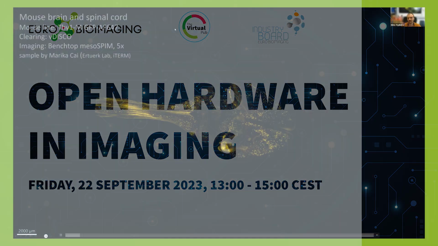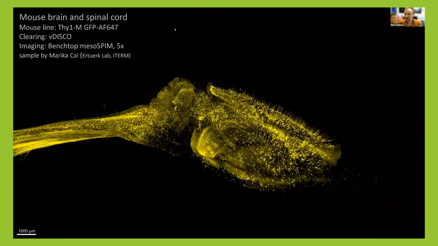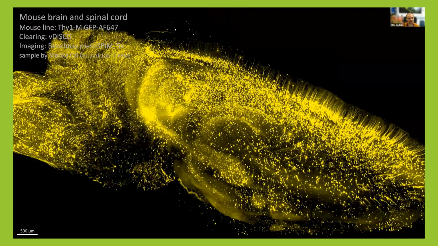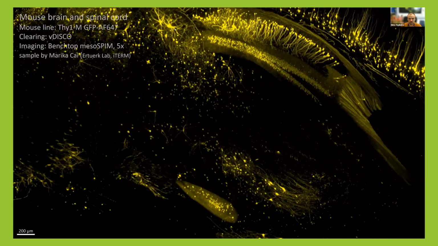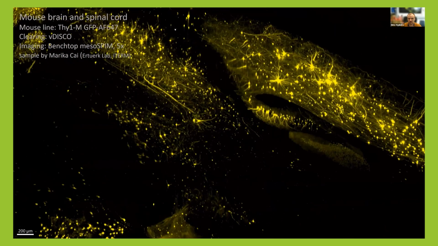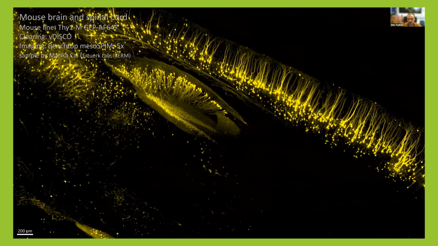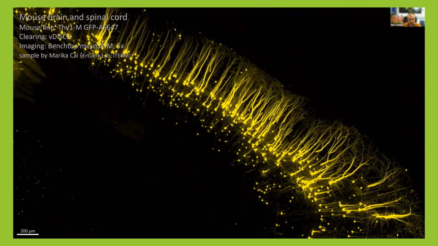Hi, thank you very much for this nice opportunity to spread the word about open source systems. So my talk will be about an open source light sheet microscope, and this is an example of the data that we get. So it's much smaller samples and also high resolution. This is a mouse brain cleared with the vDISCO protocol and imaged along with its spinal cord.